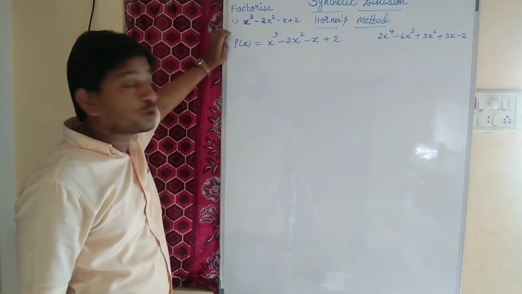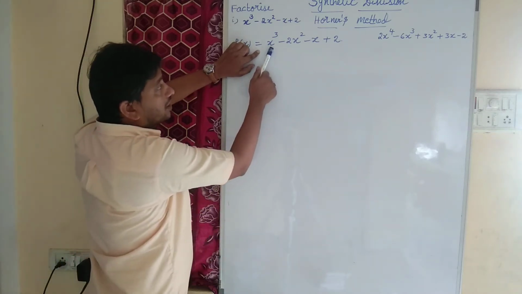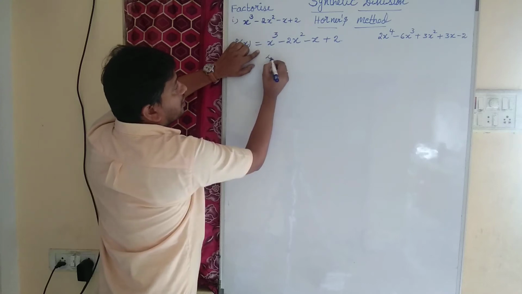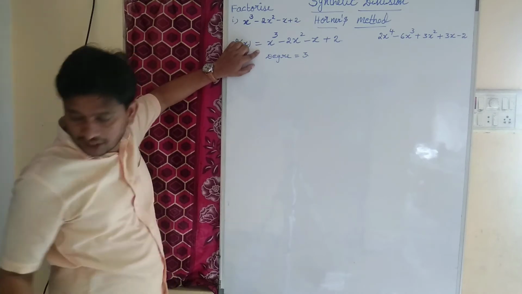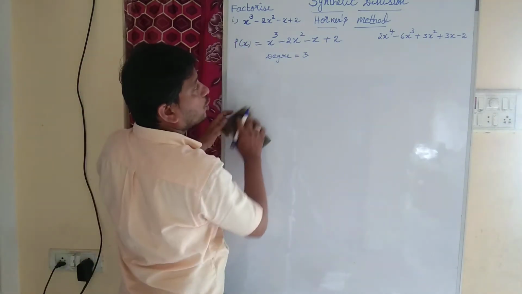Why do we call it a cubic polynomial? Because here the degree of the given polynomial, the highest power, is 3, I mean degree equal to 3. If the degree of the polynomial is equal to 3, it is said to be a cubic polynomial.